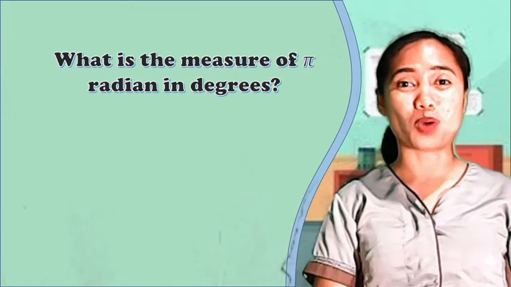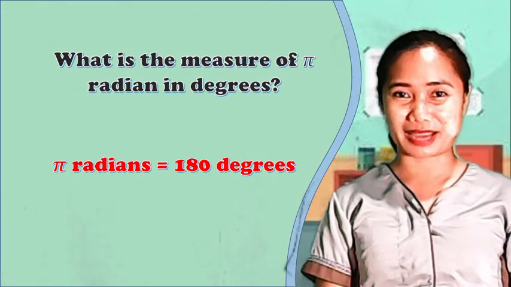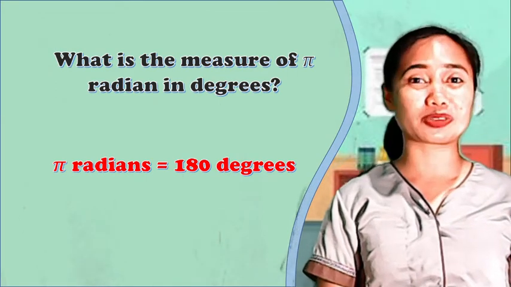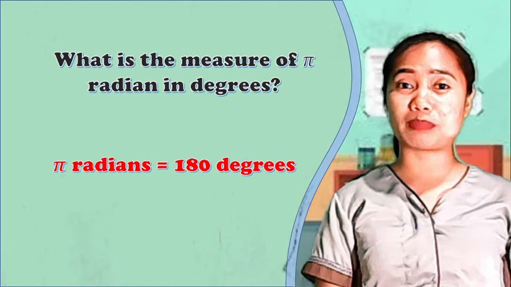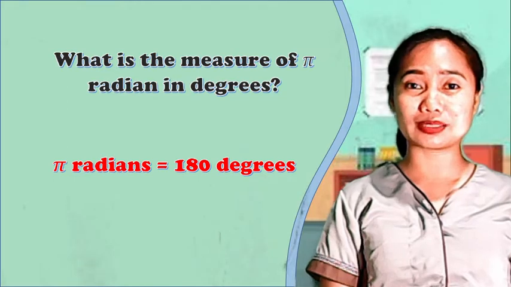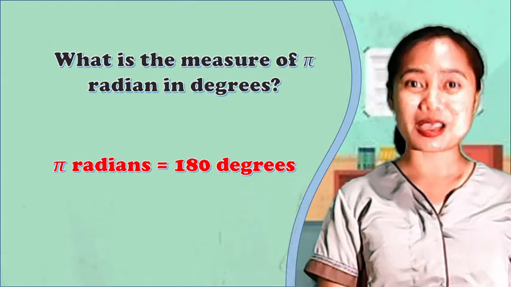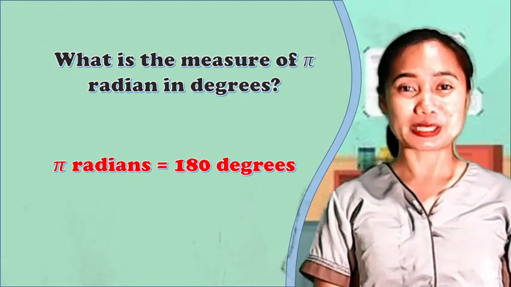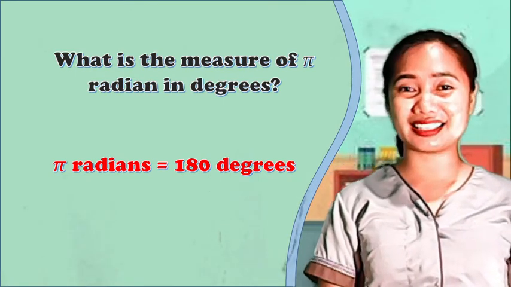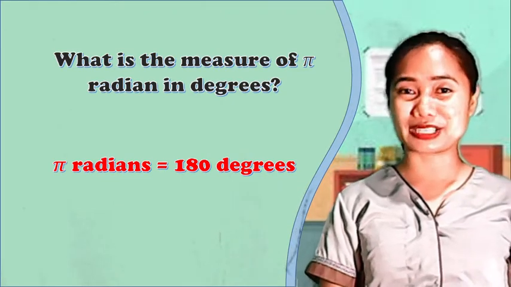If your answer is 180 degrees, well done! You are good in mental math. But for those who don't get it, since 2 pi radians is equal to 360, you should divide it by 2. Then, you'll get 1 pi radians, which is equal to 360 divided by 2. And the answer is 180 degrees. So now, 1 pi radians is equal to 180 degrees. That idea will be used now in converting degrees to radians.